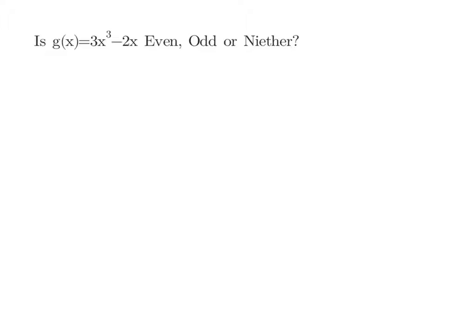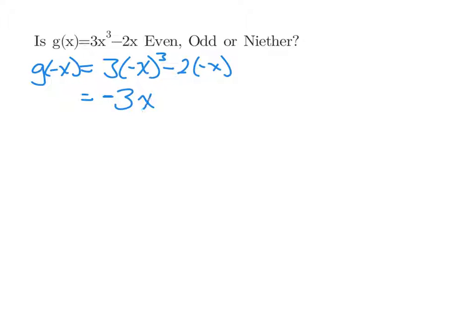However, when we look at g of x, let's plug in negative x. So 3 times negative x cubed minus 2 times the opposite of x. And we simplify that to get, well, taking a negative number to the third power, we'll keep it negative, so negative 3x cubed. And the opposite, or negative 2 times negative x, is plus 2x. And we're going again to compare it to the original function. We want to see, is g of the opposite of x equal to g of x? That's what we want to know.